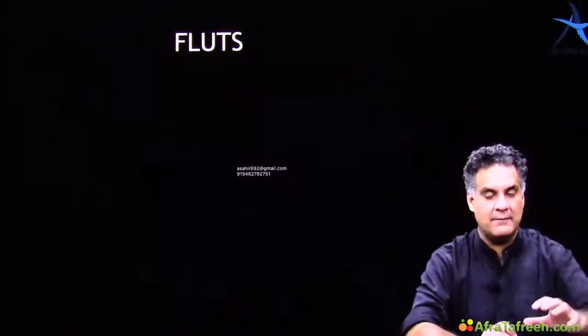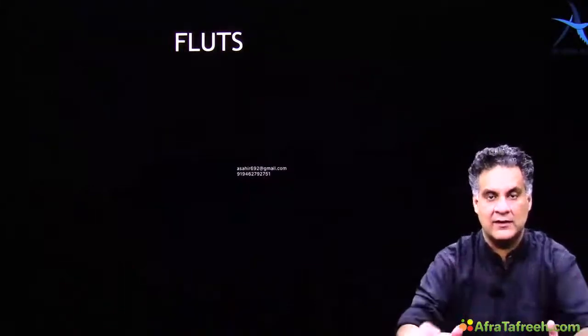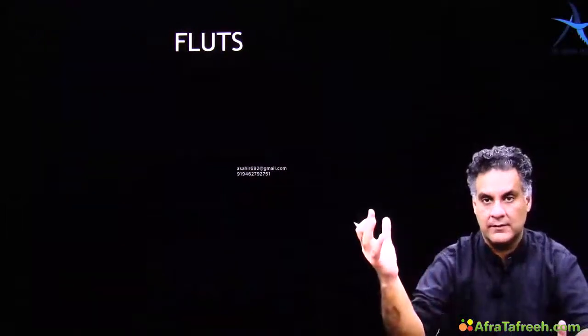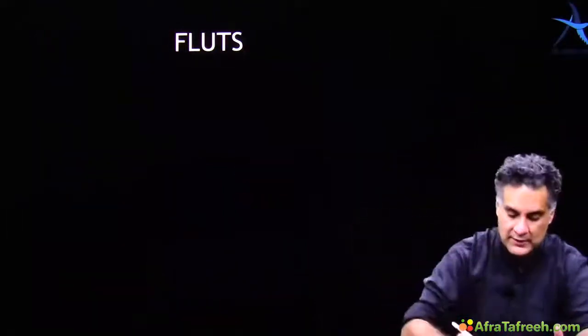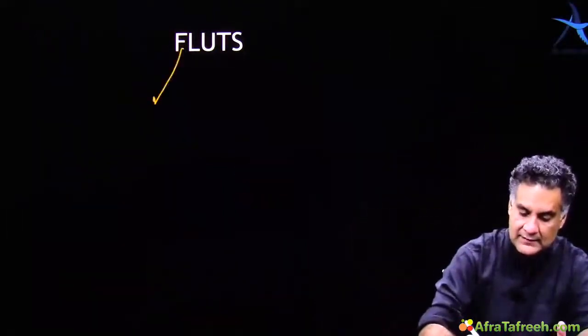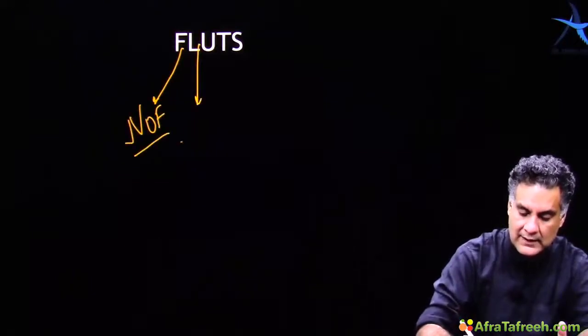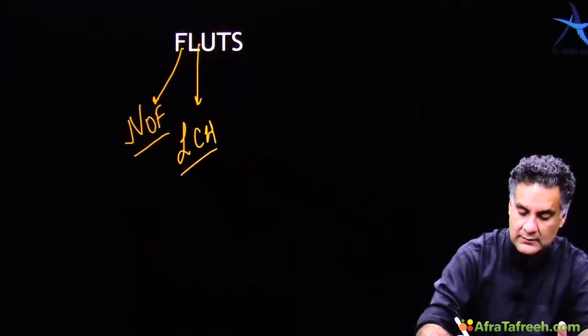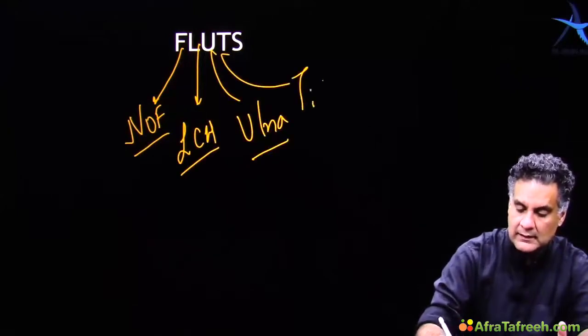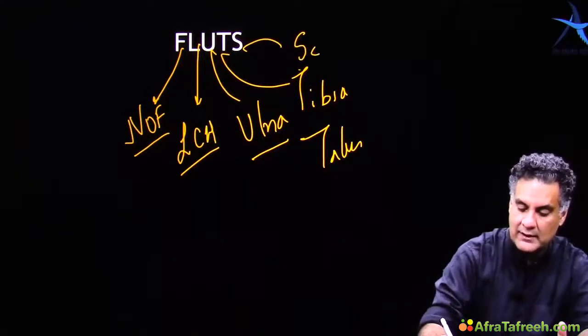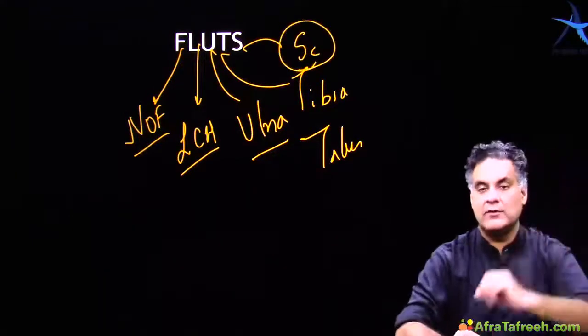If the fracture unites within a period of 9 months, it's union. If it does not, it's non-union. Fractures undergoing non-union are femur neck, lateral condyle humerus, ulna, tibia, talus, and scaphoid. And remember, scaphoid, its most common complication is non-union.